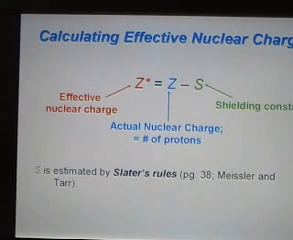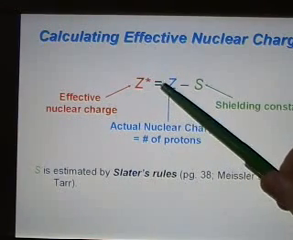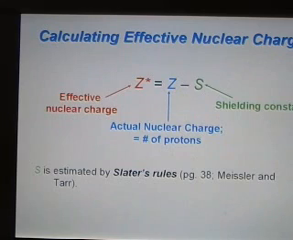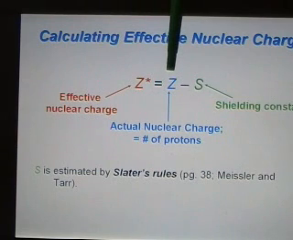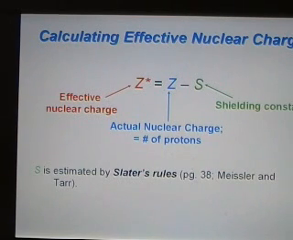The mathematical formula for calculating this effective nuclear charge is very simple. It's Z star equals Z minus S, where Z star is the effective nuclear charge, Z is the number of protons, or the actual nuclear charge, or the atomic number. All are the same. And S is the shielding constant. Now you're going to learn how to estimate the shielding constant using Slater's rules, and they're presented on the next 2 slides.